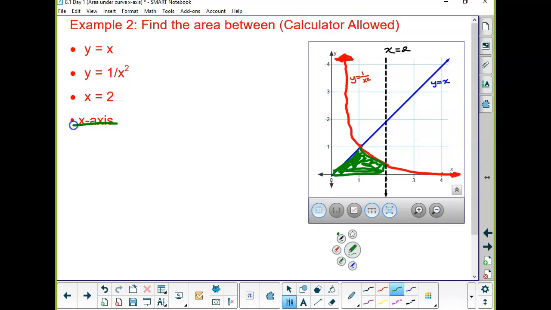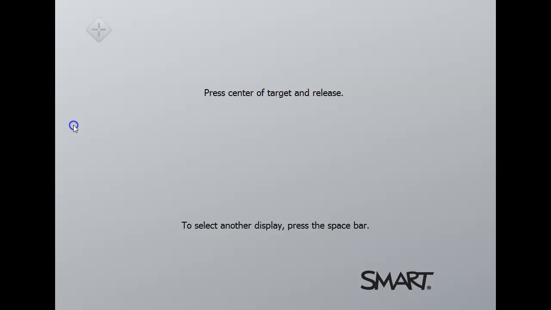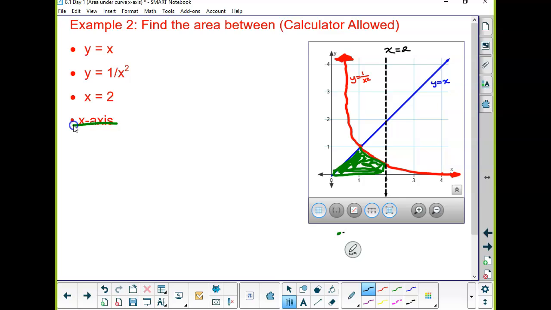Well, what we would do is just set up. Let's hope that this is a little better. So we need to set up the area. And again, this would just be grab your calculator. Now, what work would you have to show if this was a test question, but you're allowed to use a calculator? You'd have to show the integral setup.